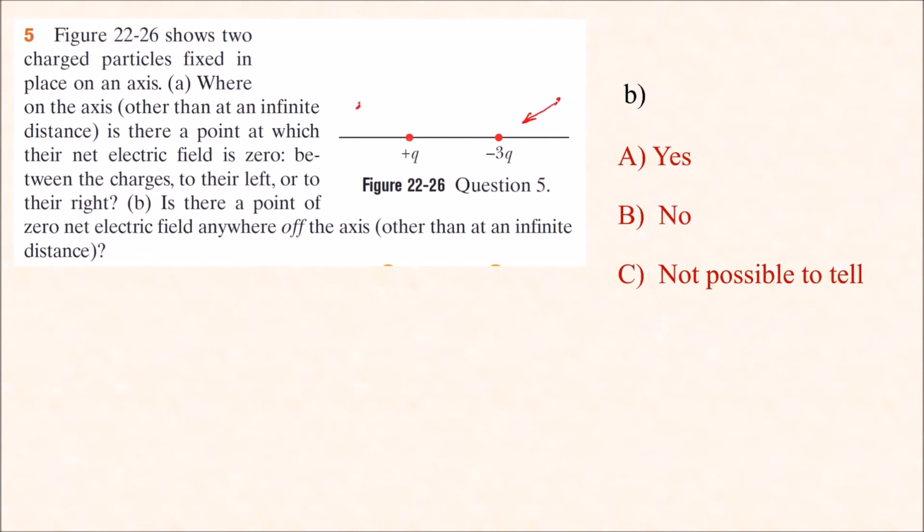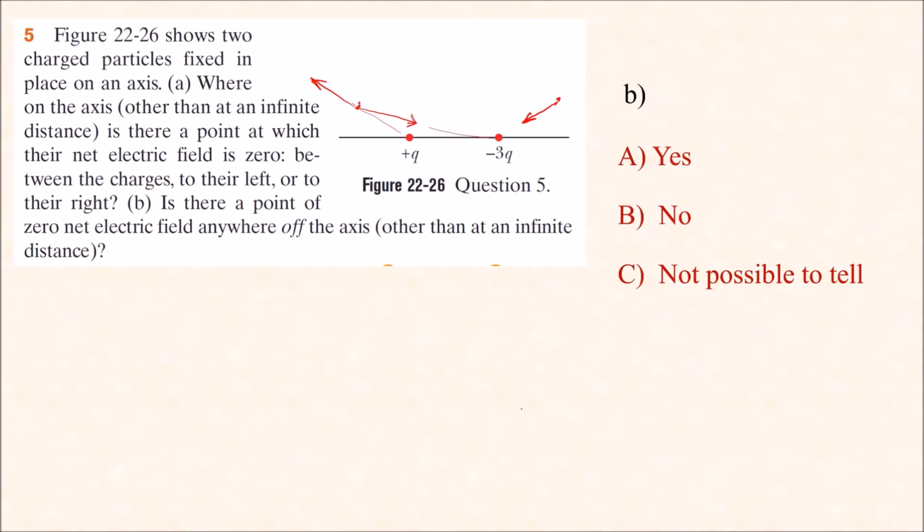What do you think? In here, the positive Q creates an electric field in that direction, and -3Q creates an electric field at this point in this direction. And the positive Q is closer, right? They can create, at some point, the same magnitude of electric field. But can they cancel each other completely?